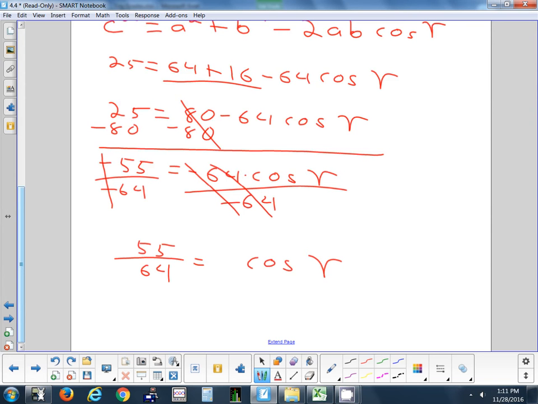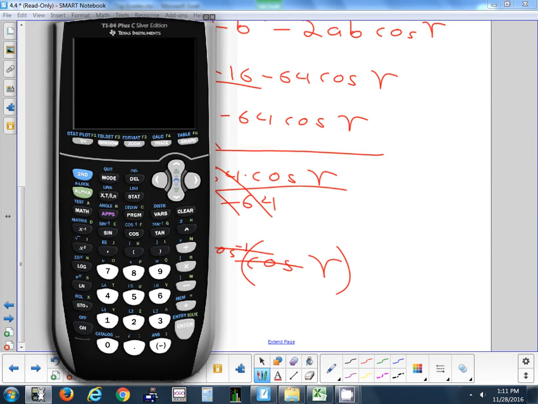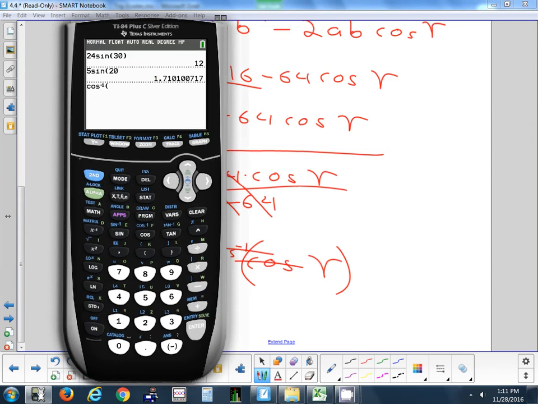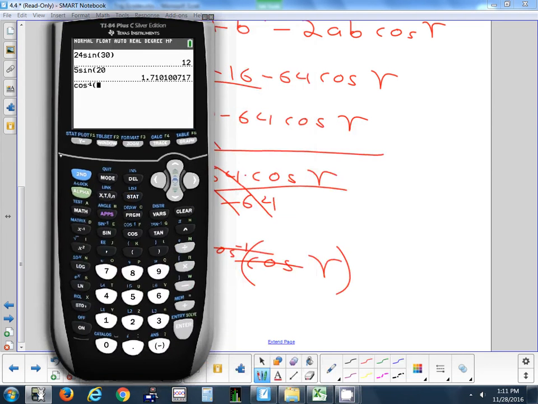So that's the cosine of gamma. So how would you get rid of cosine? Yeah. Inverse cosine. So take the inverse cosine of what's on the right. Take what's on the left and plug that into inverse cosine. And that's your answer for gamma. Second, inverse cosine of 55 over 64.